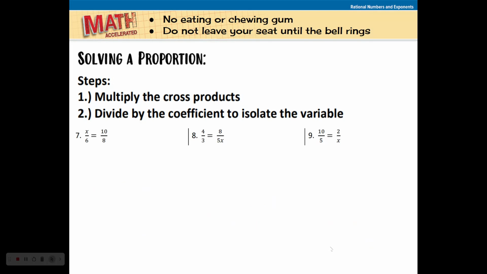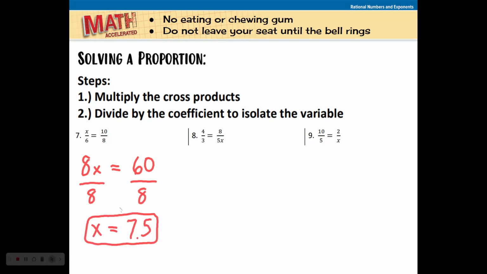Now, what I did in class, I let people work on these last 3 on their own. So I will kind of breeze through this work. 8 times x equals 6 times 10. Divide both sides by 8. X is equal to 7.5.